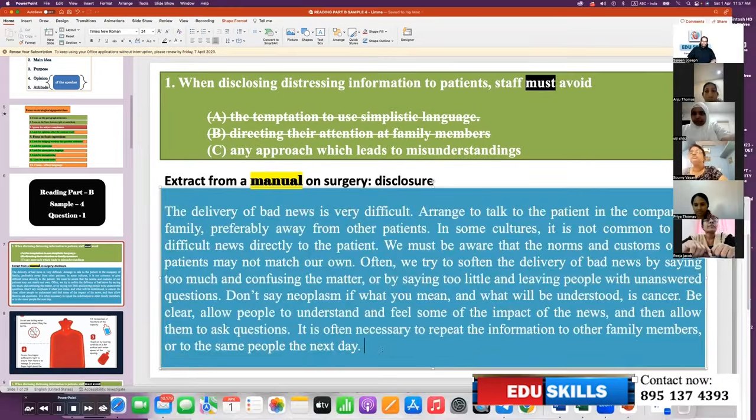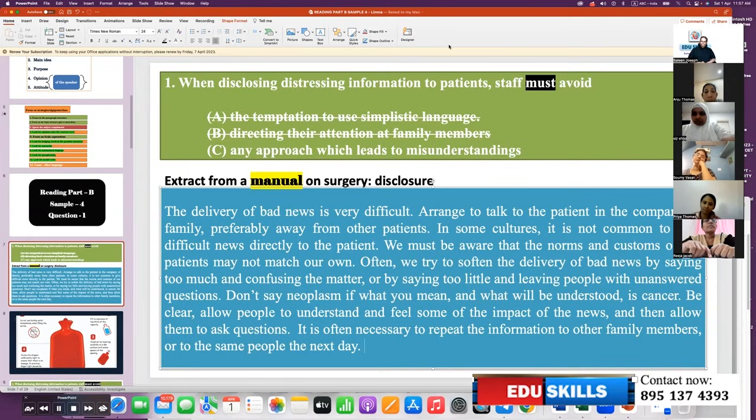The delivery of bad news is very difficult. Arrange to talk to the patient in the company of family, preferably away from other patients. In some cultures, it is not common to give difficult news directly to the patient. We must be aware that the norms and customs of our patients may not match our own. Often, we try to soften the delivery of bad news by saying too much and confusing the matter, or by saying too little and leaving people with unanswered questions. Don't say neoplasm if what you mean, and what will be understood, is cancer.